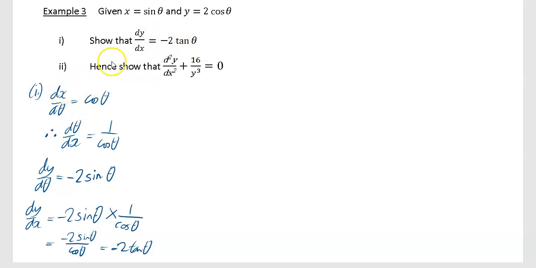So the first thing you're going to do is differentiate your x with respect to theta and your y with respect to theta. dx by d theta is equal to cos theta, therefore d theta by dx is the reciprocal of that, so 1 over cos theta. And differentiate your y with respect to theta, you'll get minus 2 sine theta. So dy by dx is my dy by d theta times my d theta by dx. So it's minus 2 sine theta over cos theta, which is the same as minus 2 tan theta.